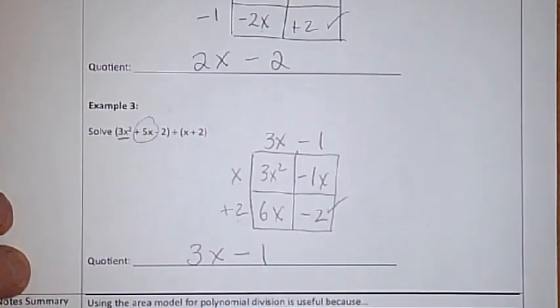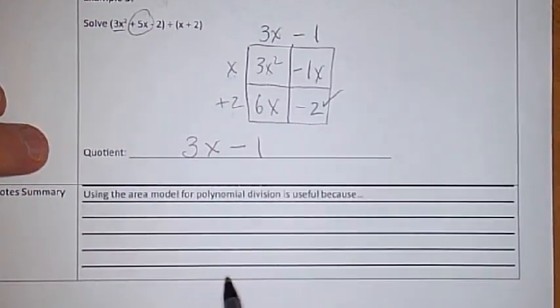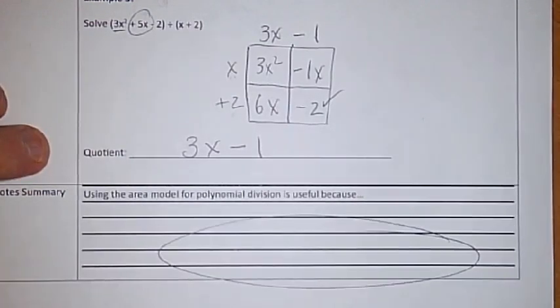Now remember, there is the space at the bottom for your note summary. Something to think about, this says using the area model for polynomial division is useful because, and also, as always, we have space. So if you have any questions or comments, make sure you jot them down so that way you can ask them the next time you're in class.